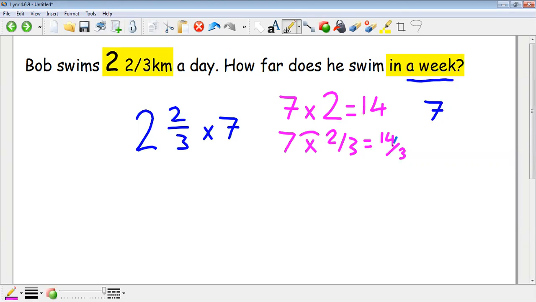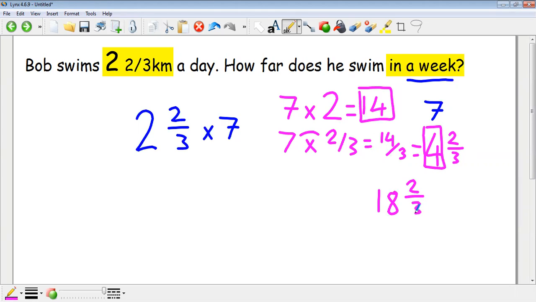14. How many whole ones can we take out of that? 3, 6, 9, 12, 15. Can't go up to 15, so that was 4. Let's take 12 plus the 2 we got. But I need to make sure I put my whole numbers together. So 14 and 4 make 18. And then we've got 2/3.